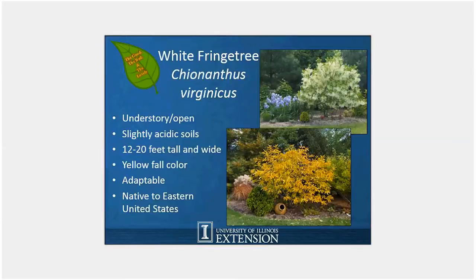This is white fringe tree. It is native to the eastern United States. I particularly love the white flowers that you see here. They have a very airy look to them in the spring, and then that goes to a bluish-black fruit during the summer. And then in the fall, we have this brilliant yellow fall color.